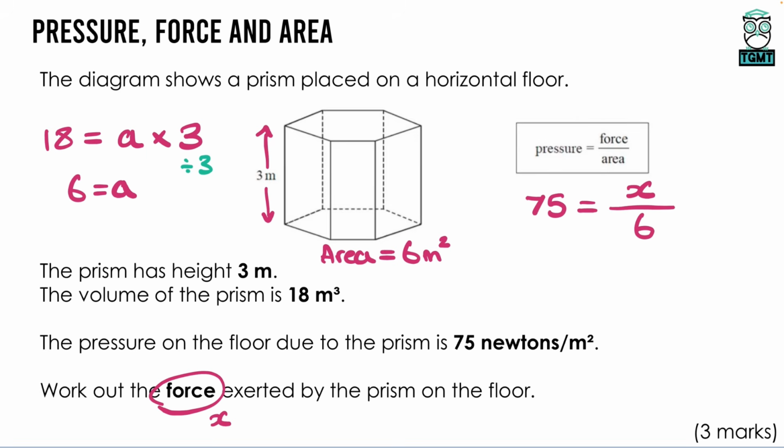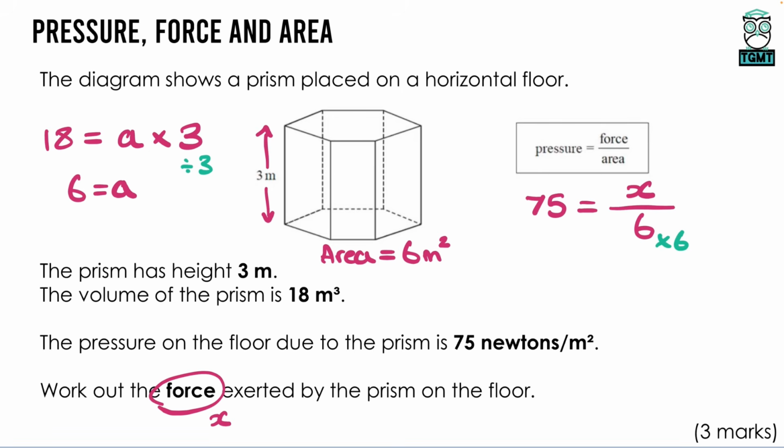Now we want to know what the force is. So we have to work out what number divided by 6 gives us 75. And over here on the left, we've also already solved an equation where a multiplication was involved. We now have an equation where there's a division involved. So we have to do the inverse of that. We have to multiply by 6.